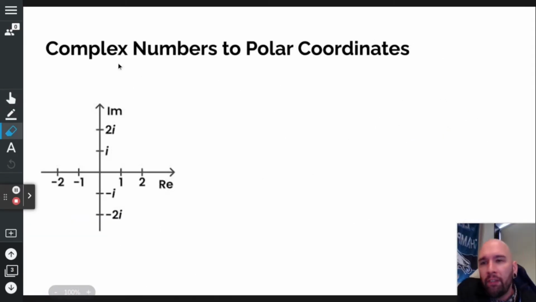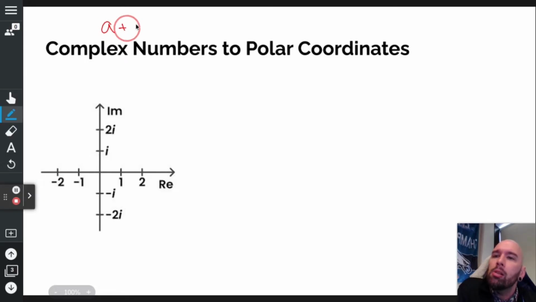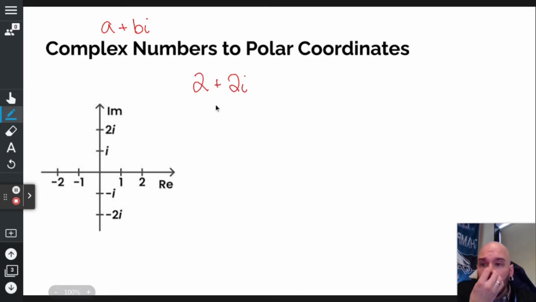All right, I moved my face because now we're talking about complex numbers and polar coordinates. Now, complex numbers involve imaginary numbers. Complex numbers are usually given to us in the form a plus bi. So let me give you an example of a complex number. 2 plus 2i.